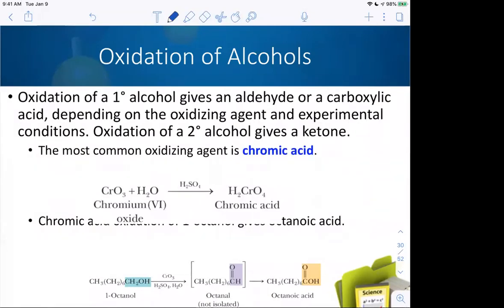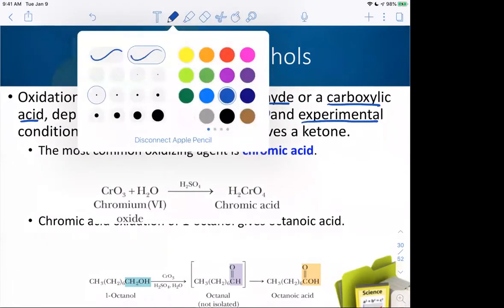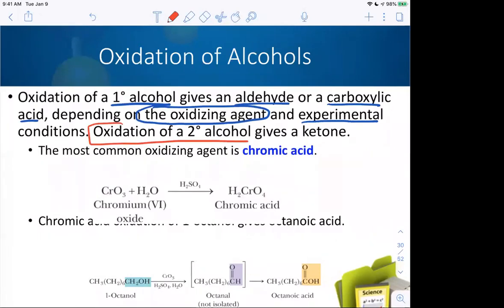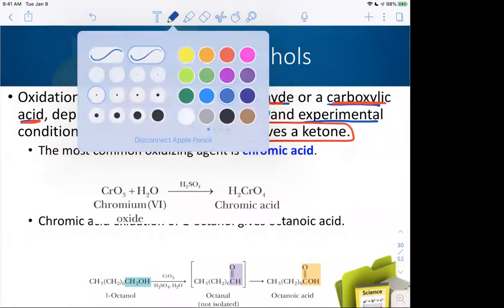Another key reaction of alcohols is oxidation. When I have a primary alcohol, I can get an aldehyde or a carboxylic acid, and this is going to be dependent on the strength of the oxidizing agent and any experimental conditions. It is important to note that oxidation of secondary alcohols is always going to give ketones. There's no choice there. It's only with the primary that I either get the aldehyde or the carboxylic acid, depending on conditions. So keep that in mind.